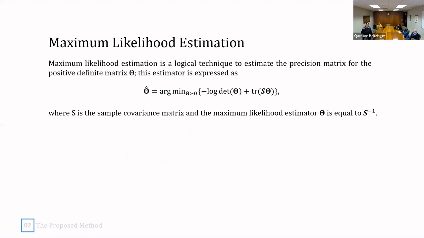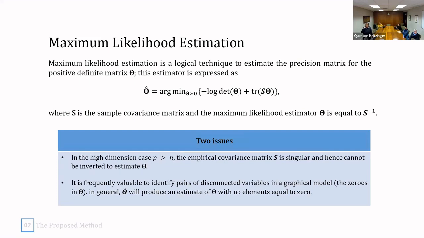One common way to estimate the precision matrix is using the maximum likelihood estimator. If we consider a log likelihood function and try to find a solution for this optimization problem, we can find the inverse of the sample covariance matrix as a solution. But we have 2 issues here. The first one is that in the high dimension case, S, the sample covariance matrix, is not invertible, so we cannot find the estimation for the precision matrix this way. And also, we are interested in finding a sparse solution for the precision matrix. Even if we can consider the inverse of the sample covariance matrix as an estimation, it's not interesting for us because we try to find those variables that are independent given the other random variables. So we are looking for finding a 0 in the precision matrix.